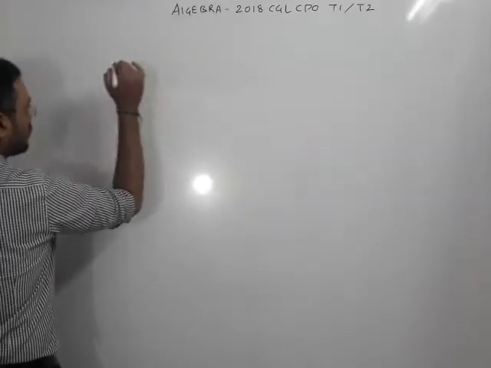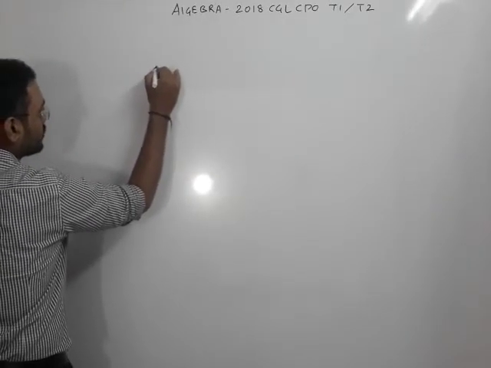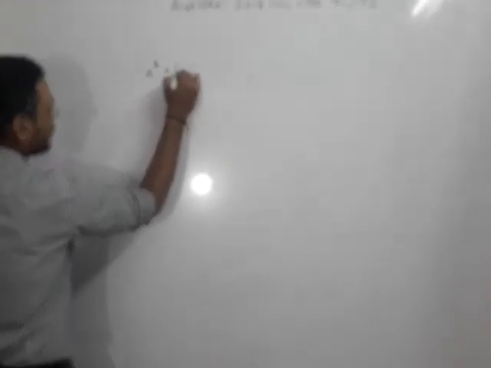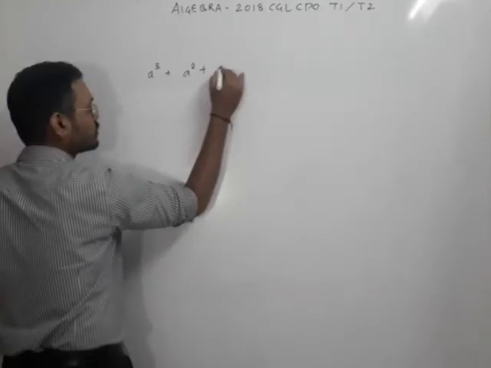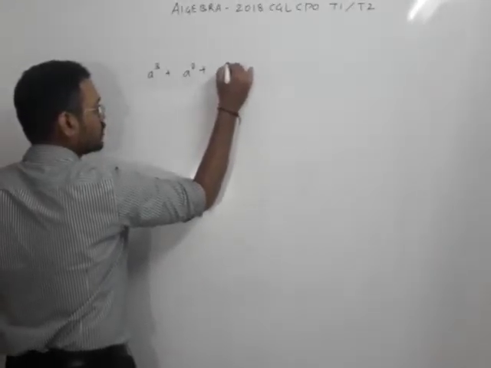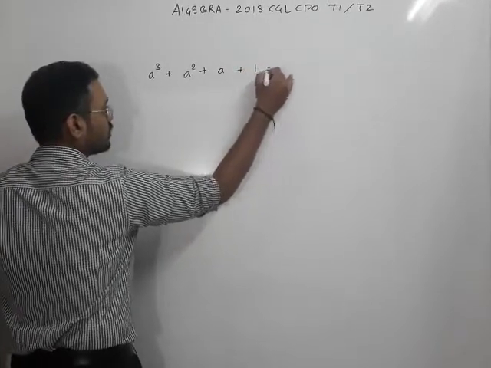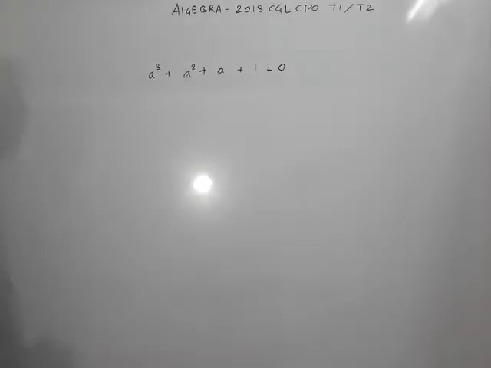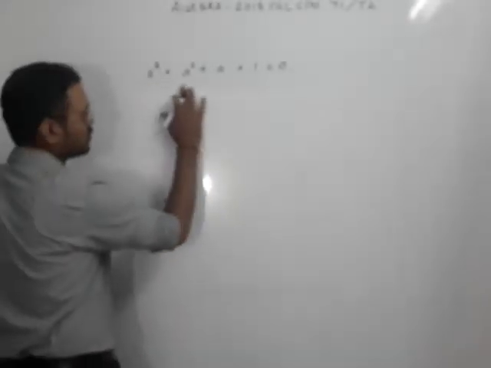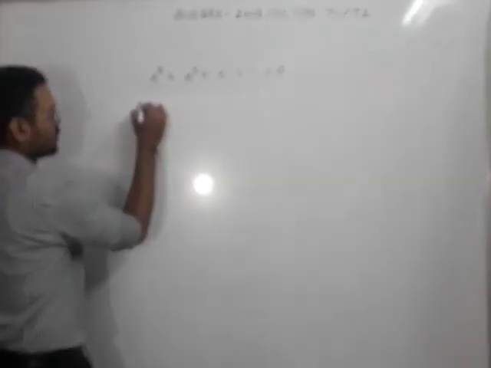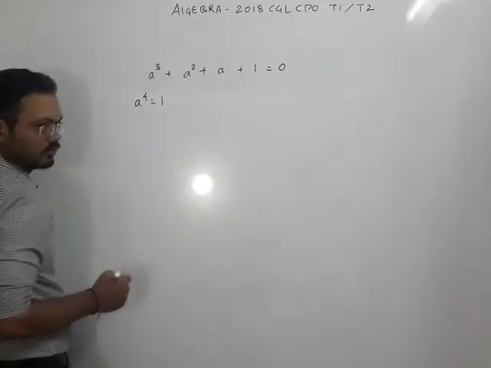First, let me discuss 2 to 3 different types of questions which were asked. Whenever you see something like this, a cube plus a square plus a plus 1 is given as 0, then you can straight away say that a raised to 4 is 1.